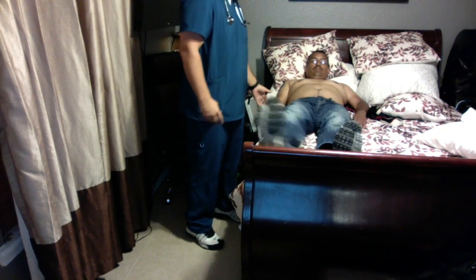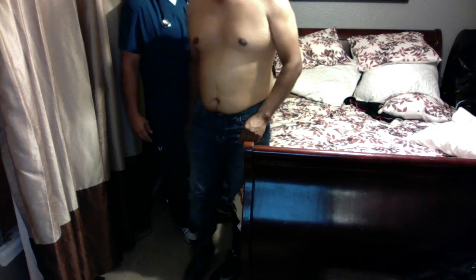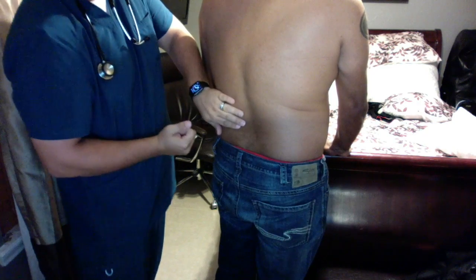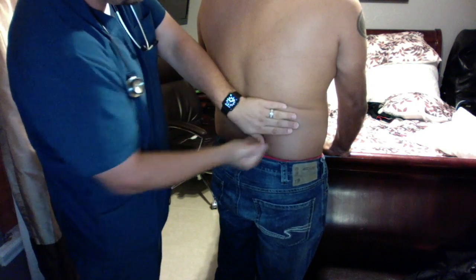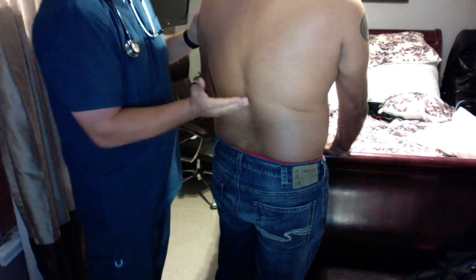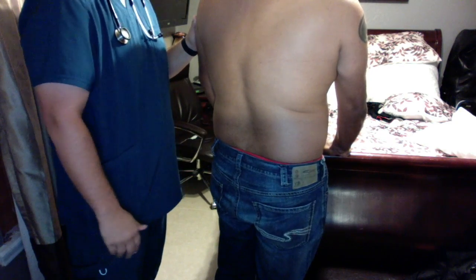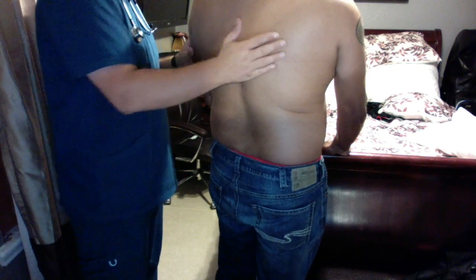Okay, sir, can you please stand up? And last, we're going to check for the costovertebral angle pain. So we're going to do one side at a time. We're going to go back here, and this will be an indirect, and then there would be a direct. Was there any pain or discomfort, Mr. Redhead? No. Okay, sir, you can go ahead and get your shirt back on.